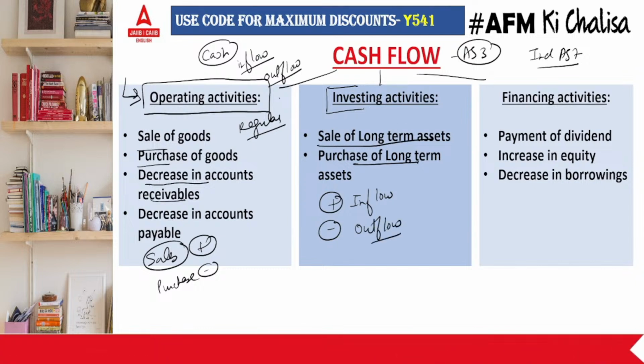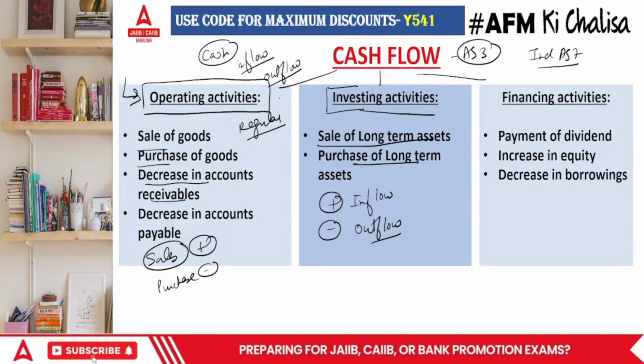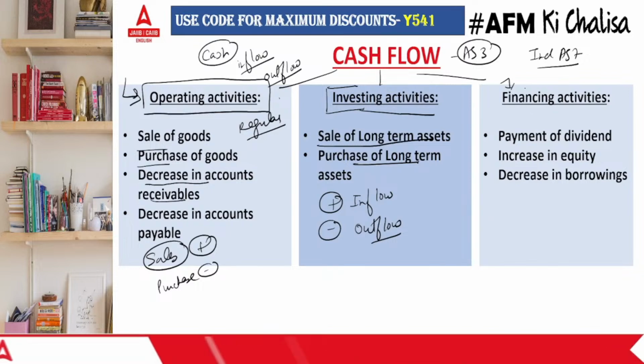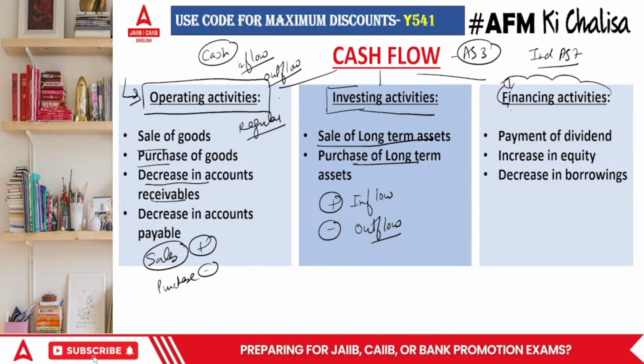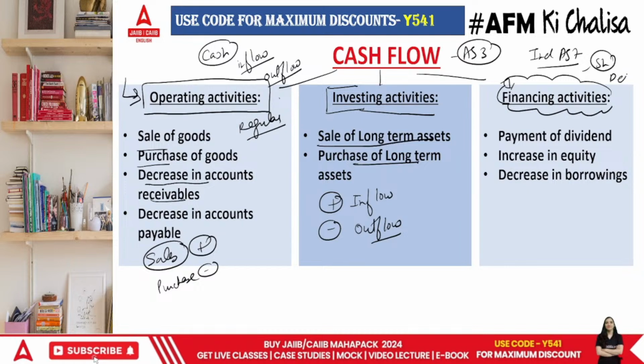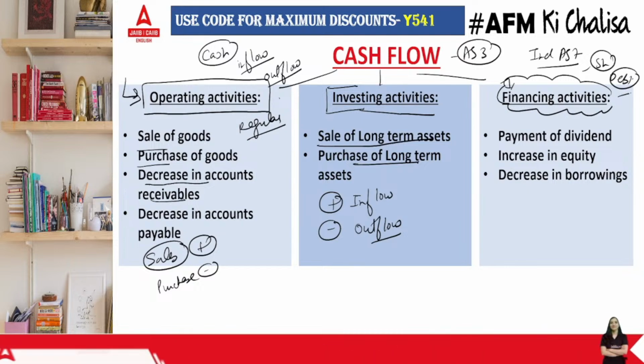Okay, that's called investing activities, everyone. Next part is your financing activity. Financing activity means the money that you are getting because you got finances from outside. So that means this is the source of your fund. You arrange your funds either from shareholders or debts. That is to be covered under financing activity.